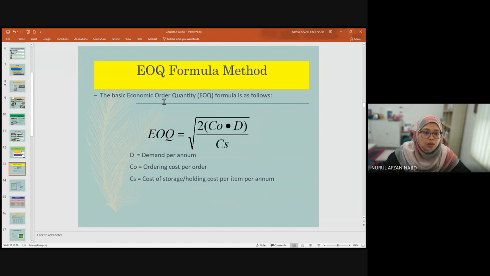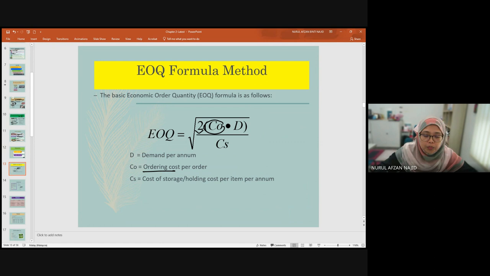So this is the first formula yang you kena hafal. Okay, you need to memorize ya. Bukan diletakkan attached dekat belakang soalan ke tak ada. So you need to memorize. So how to calculate the EOQ using the formula method? Punca kuasa 2, 2 darab CO, ini adalah ordering cost per order, bukan total ordering cost.